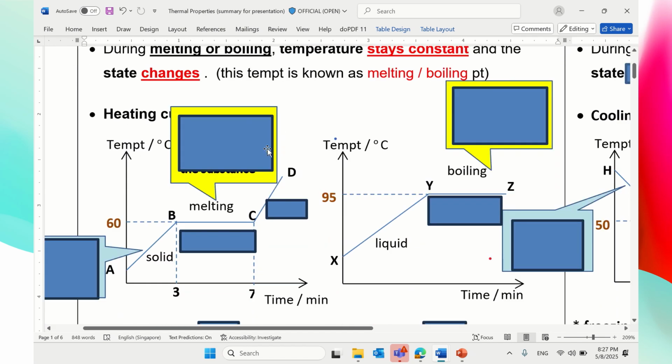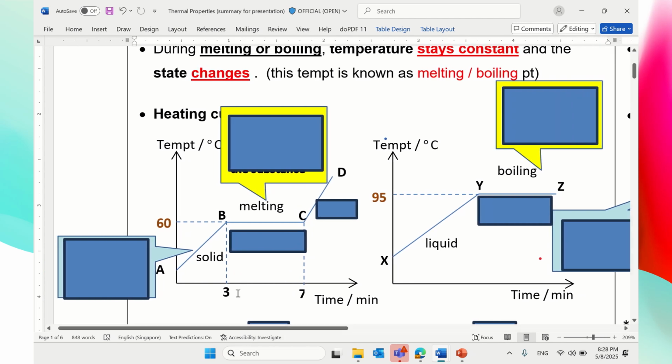Let's first take the heating curve as an example. Look at this heating curve here. Over a period of time of heating, the temperature rises. The temperature of the solid rises from A to B. Then from B to C, temperature stays constant. So I know during B to C, melting has occurred. The solid is melting. From C to D, then temperature rises again.